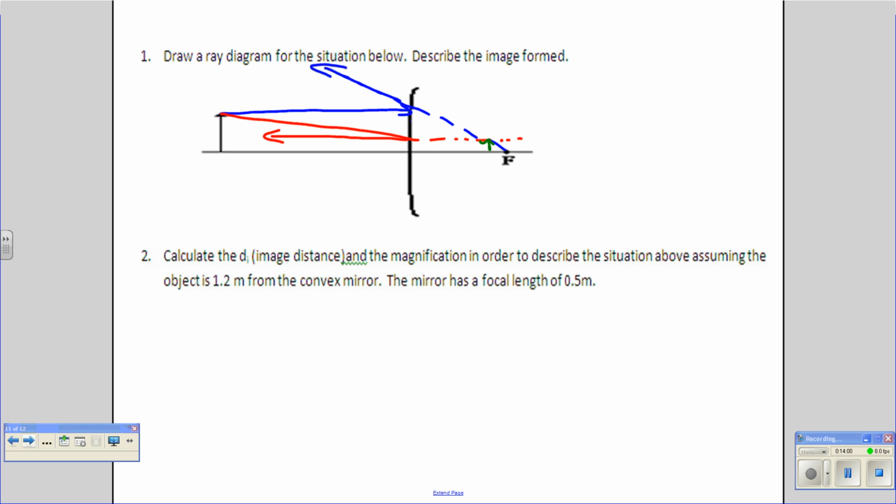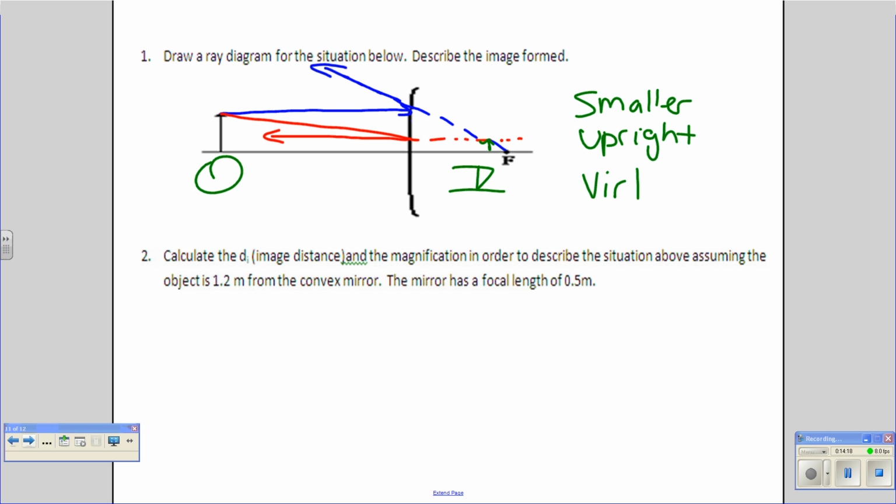So, if we compare our object to our image, we are smaller, we are upright, and we are virtual, because we are on the opposite side of the mirror, the side of the mirror that the light doesn't actually get to. So we can describe this using our ray diagrams. We know these things. Well, let's try it with numbers.